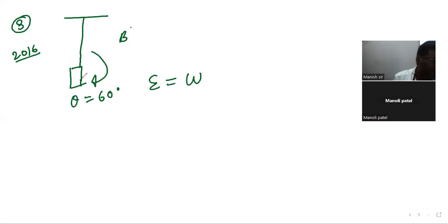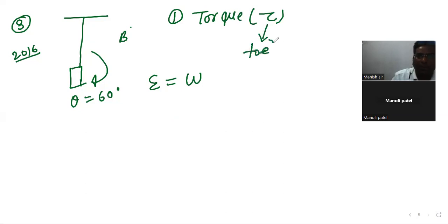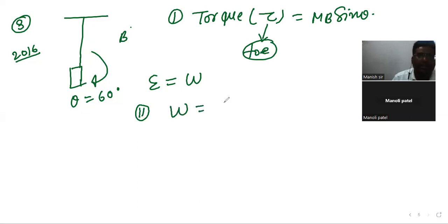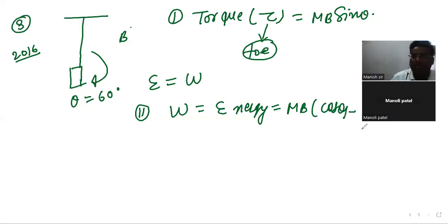So the torque on a magnet is given by this basic formula. You have to just remember it. Torque symbol is tau. It is represented by magnetic moment into magnetic field into sine of theta. This is the first formula. The second formula is work, work means energy. The energy formula will be magnetic moment into B into cos theta 1 minus cos theta 2.